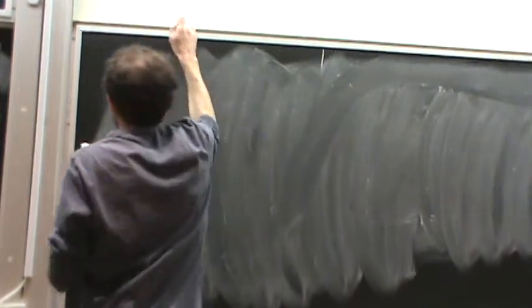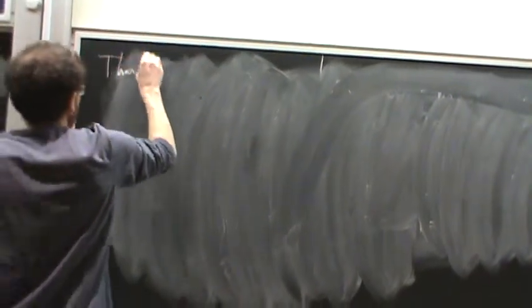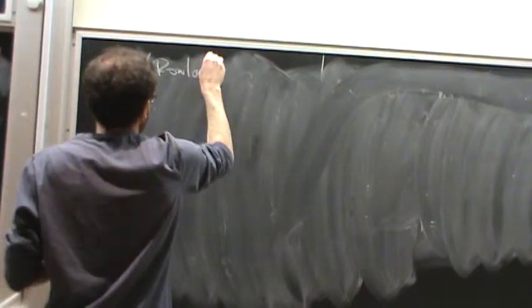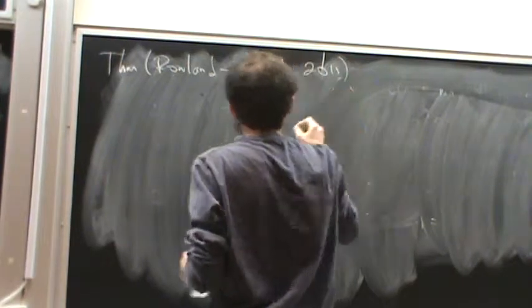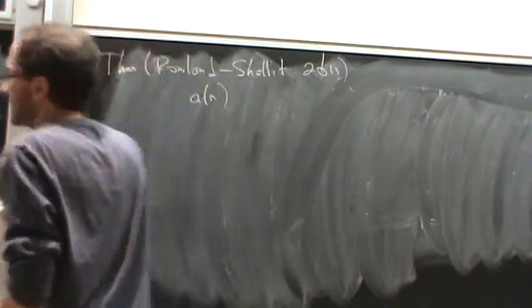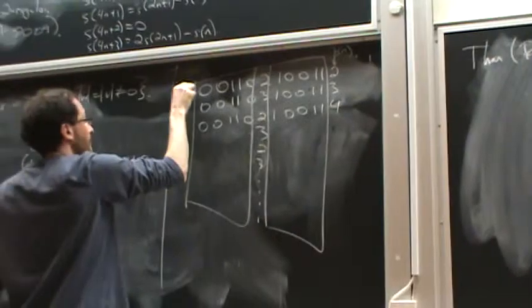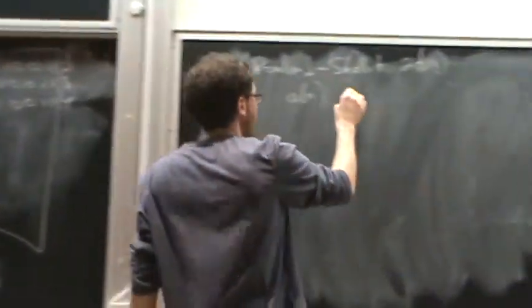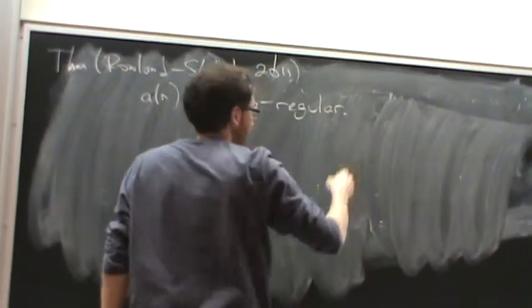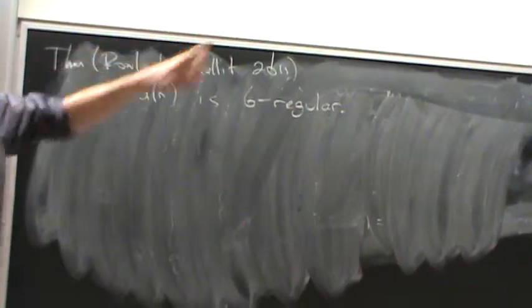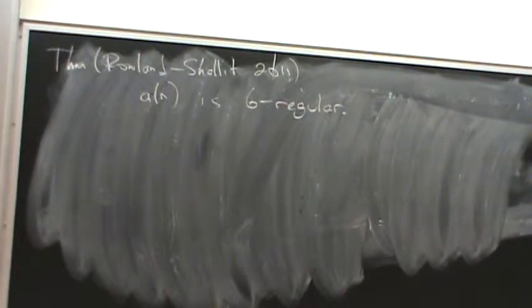Turns out to be 6. And so Jeff and I were able to show this. So if we call this A of n, A of n is a 6 regular sequence, meaning that there's some recurrences like the merge sort sequence, but instead of base 2, looking in base 6.